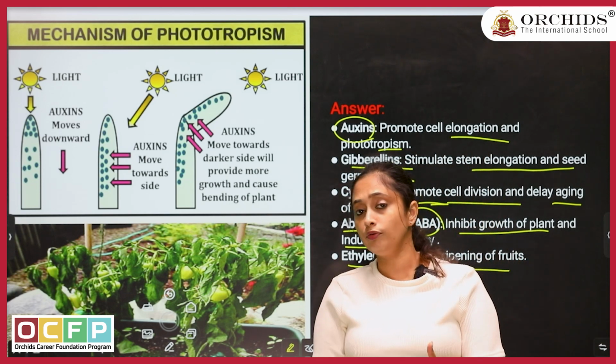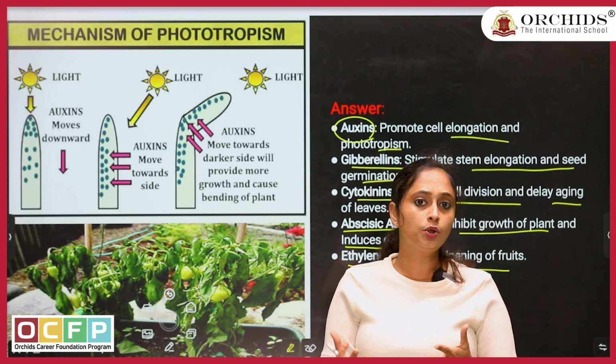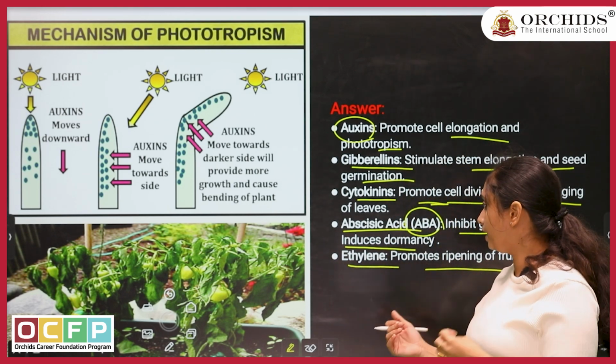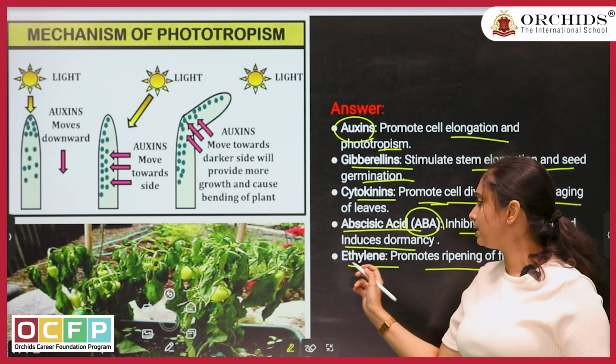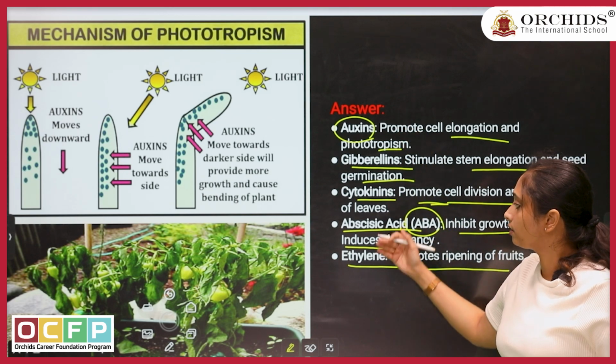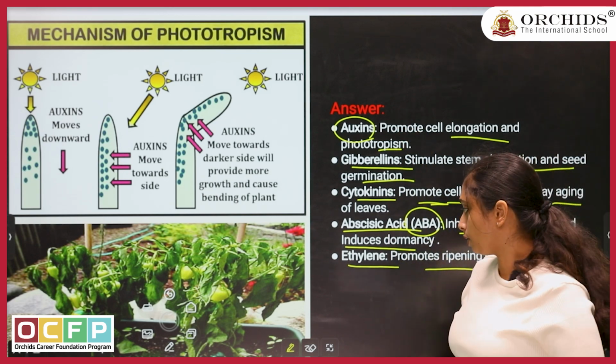So, after fruit forms in the plant body, fruits need to ripen. That ripening process takes place because of the plant hormone known as ethylene. So these are all the functions of different types of plant hormones.